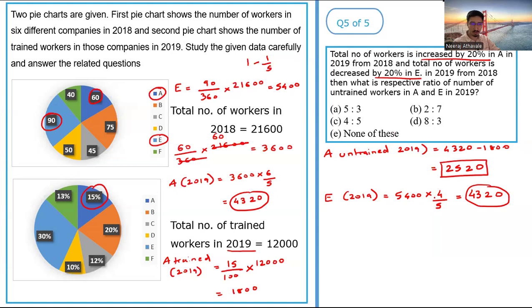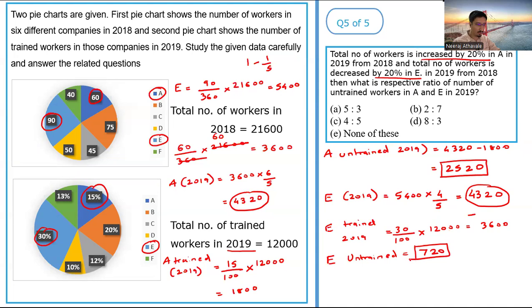Now, these are the total workers. Now we want trained workers. Now trained workers is this color. So 30 percentage trained in 2019. So 30 percentage of 12,000 comes out to be 3,600. So if I subtract 3,600 from 4,320, that will give me E untrained. So that comes out to be 720.